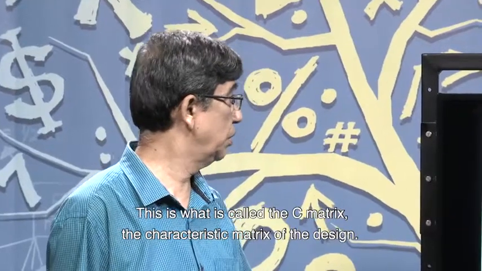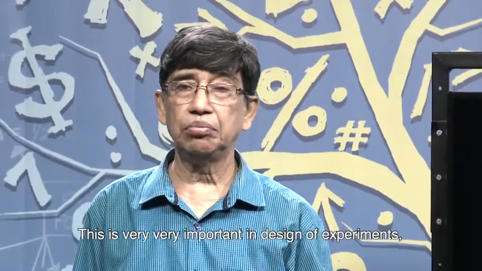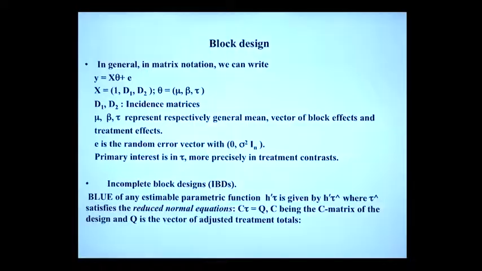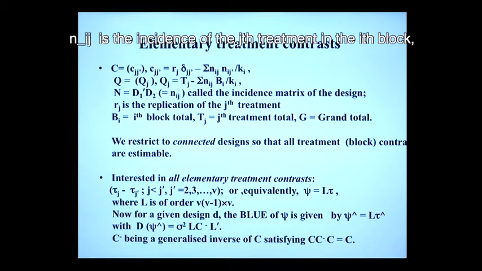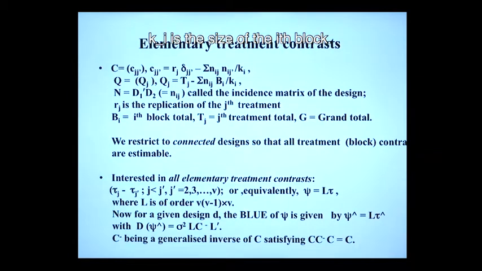This C is called the C matrix, the characteristic matrix of the design. This is very, very important in design of experiments, because this characterizes the design. Now, the structure of the C matrix is like this: C j j prime is R j delta j j prime minus summation n i j n i j prime by k i, where R j is the replication of that treatment, n i j is the incidence of the jth treatment in the ith block, that is, how many times the jth treatment appears in the ith block. k i is the size of the ith block.